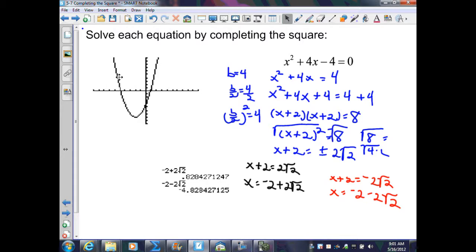And from previous sections, we knew that we could solve this quadratic by graphing. And if I did that, you could see that I would end up with the same solutions. And here is my 0.828 or 0.83. And here's my negative 4.8. Now we just have another procedure to solve quadratic equations other than graphing. We can do this by completing the square.